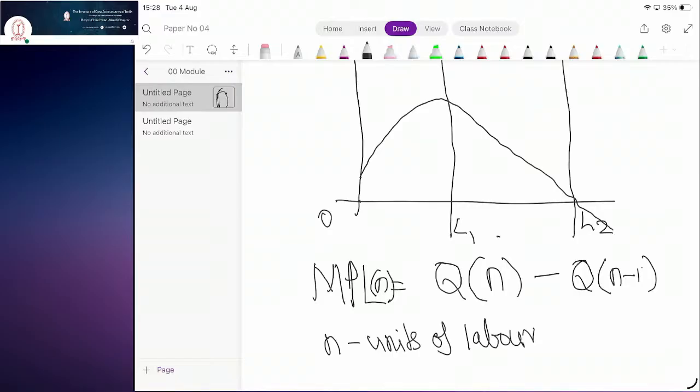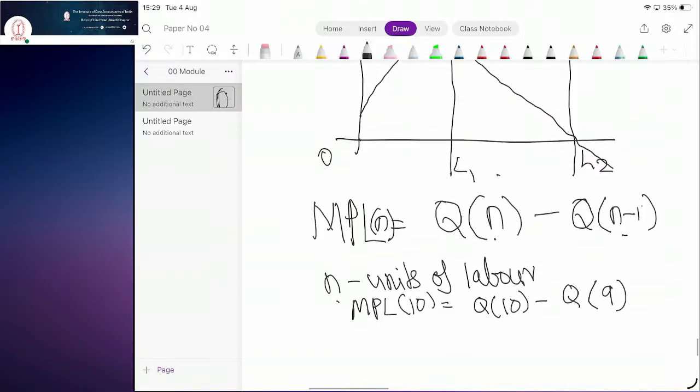How much is production changing if one labor is increased, how much labor is changing. Suppose if n is 10, MPL of the 10th unit is Q of 10 minus Q of n minus 1. n is 10, so what will be n minus 1? 9. Got it? That's what this formula means. You look at the output of the nth unit minus output of n minus 1th unit, here n is the units of labor.